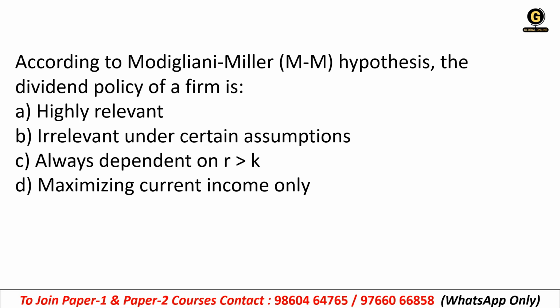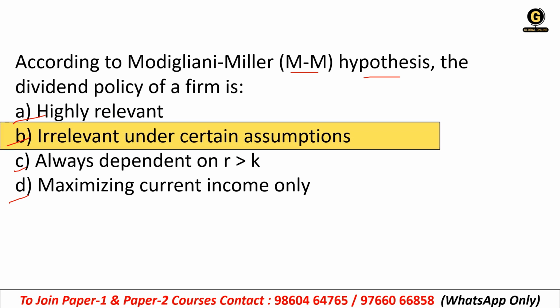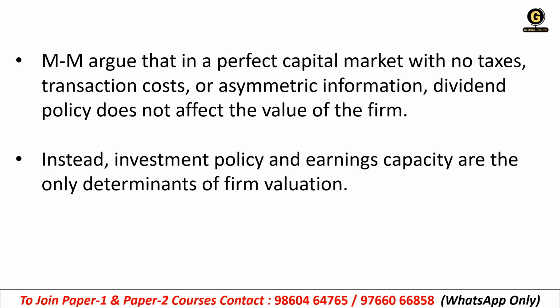According to the Modigliani Miller, that is the MM hypothesis, the dividend policy of a firm is A. highly relevant, B. irrelevant under certain assumptions, C. always dependent on R is greater than K, or D. maximizing current income only. So the right answer is option B, irrelevant under certain assumptions. See, what are those? MM argue that in a perfect capital market with no taxes, transaction cost, or asymmetric information, dividend policy does not affect the value of the firm.